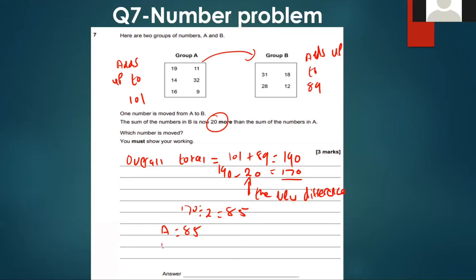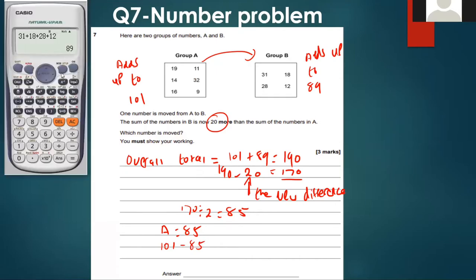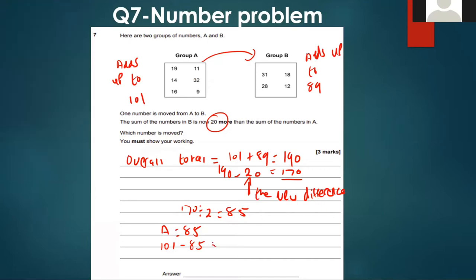Well, if we do 101 take away 85, or 85 take away 101, we'll actually show you what's being taken away. So 85 take away 101 gives you minus 16. So I'm just going to put that 16 as positive because I've done it the other way around. But that must mean that 16 has been taken off to move to there. And you can see that what we've actually got is 16 there. So that 16 has been moved to there.